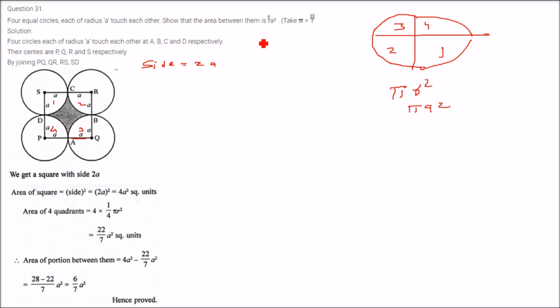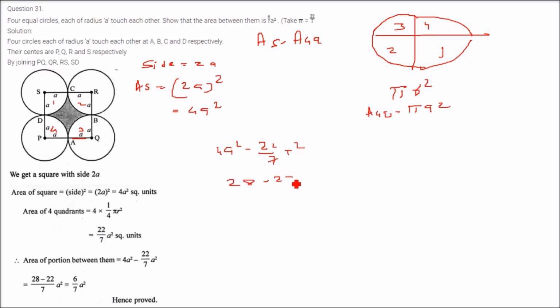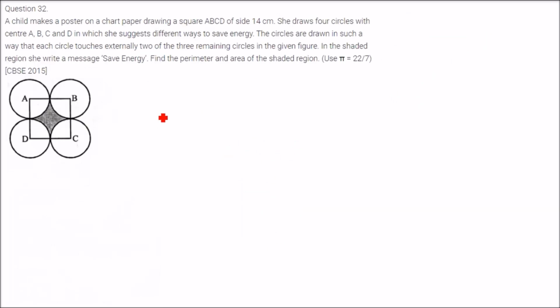What we have to do is area of the square minus area of the 4 quadrants. So this is the area of the 4 quadrants. And the area of the square will be equal to 2a whole square, that is side square. So it will be 4a square. So we have to subtract these two. So 4a square minus pi, that is 22 by 7 a square. This is going to be 28 minus 22 by 7 a square. And this is 6 by 7 a square. This is what was expected.